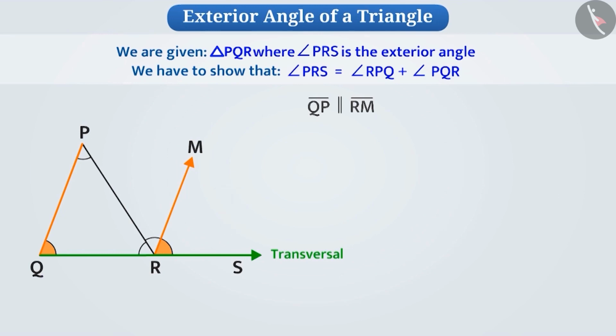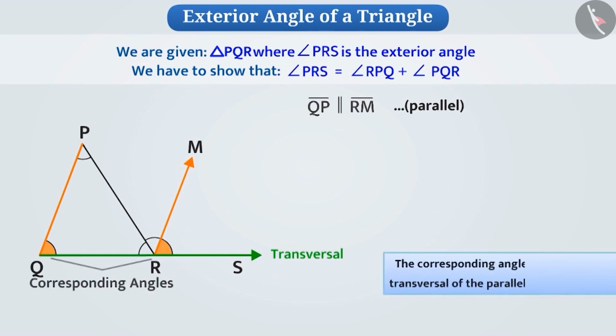Let me tell you. Here, QP and RM are parallel, and angle PQR and angle MRS are corresponding angles formed by a transversal QS of side QP and line RM. Since the corresponding angles formed by a transversal of parallel lines are equal, we can say that angle PQR is equal to angle MRS.